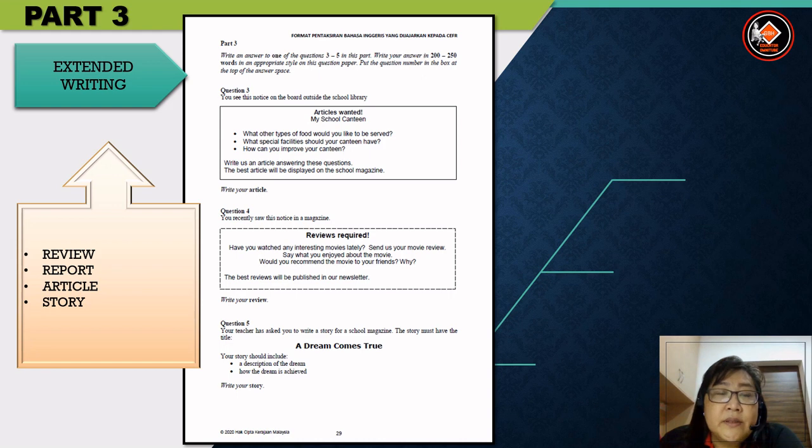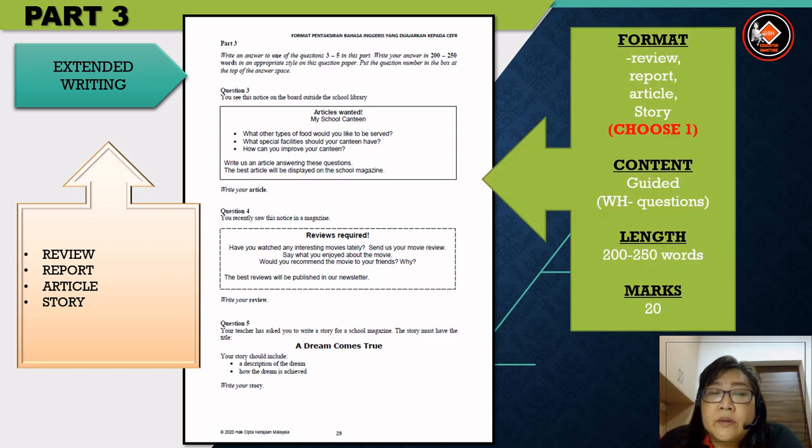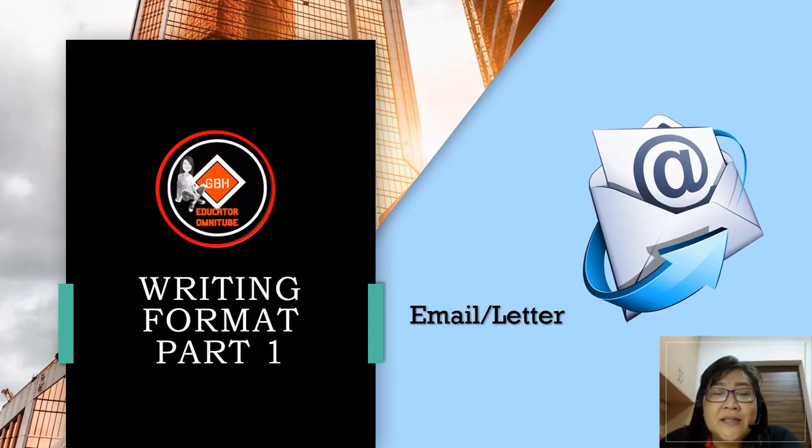And the last part is called extended writing. There are various types here where you have review, report, article, story. Remember, for this part, which is part 3, candidates or students have to choose only 1 question to answer. So again, this is guided, where there are a lot of WH questions for you to answer. And the length is 200 to 250 words. Marks 20.